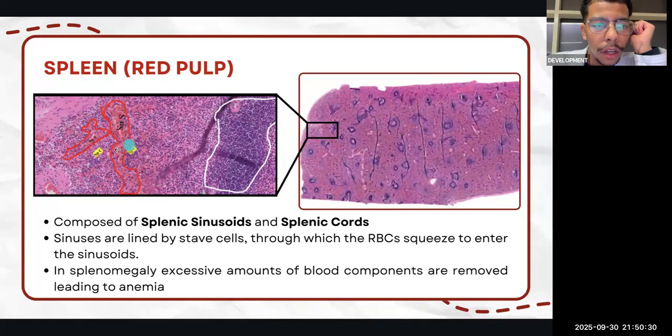Okay, now in between these sinusoids we have splenic cords. And these splenic cords are just groups of cells like macrophages and white blood cells.